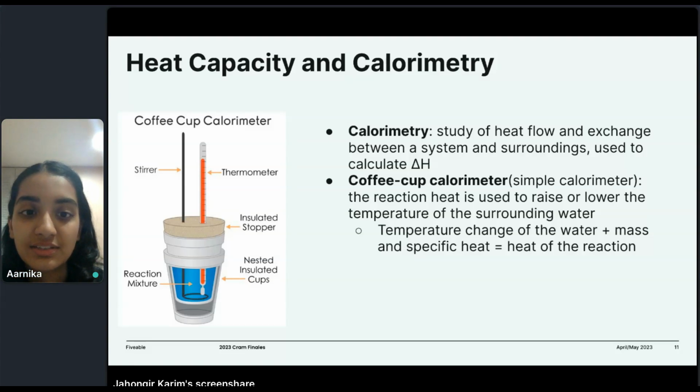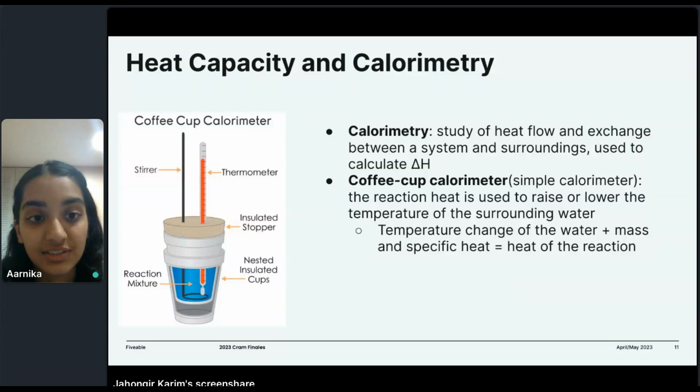I'm sorry about that. So for the coffee cup calorimeter, the reaction heat is used to raise or lower the temperature of the surrounding water. And the temperature change of the water plus the mass and the specific heat means that the heat of the water equals the heat of reaction. In this coffee cup calorimeter, you don't really need to know exactly what's in it, but it's good to know for the concepts. So you have the stirrer, you have the thermometer, you have the insulated stopper that makes it a closed system, and then you have the nested insulated cups and the reaction mixture.